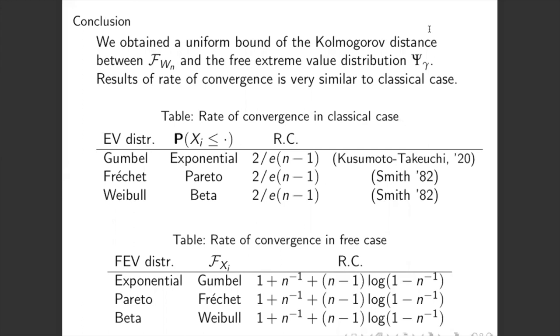Okay, we give today's conclusion. We obtained a uniform bound of the Kolmogorov distance between the distribution function of W_n and free extreme value distributions. The result of the rate of convergence is very similar to the classical case, as follows. In the classical case, the rate of convergence towards extreme value distributions was obtained as 2 over (e times (n minus 1)). So the result is the same regardless of the type of extreme value distributions. Comparing with the classical case, we know the free case is very similar to the classical case. The rate of convergence towards free extreme value distributions is obtained by here. And the result is the same regardless of the type of free extreme value distributions.